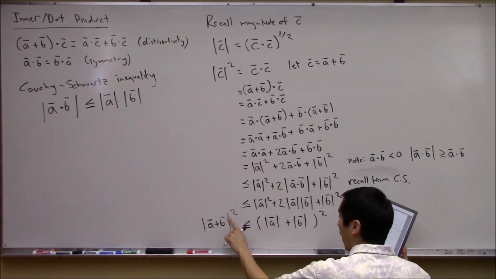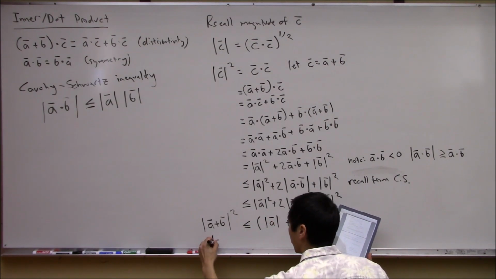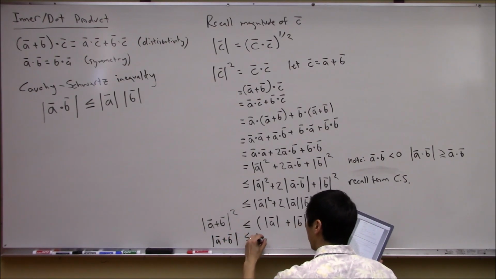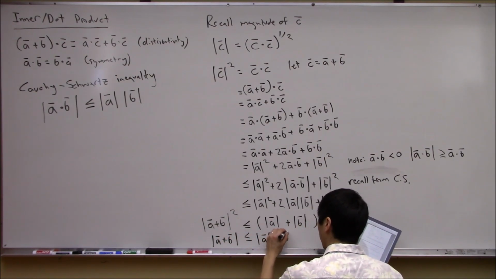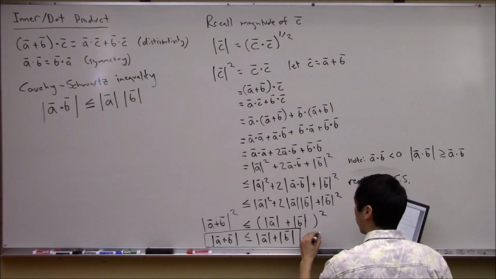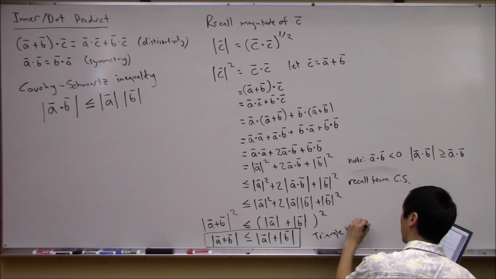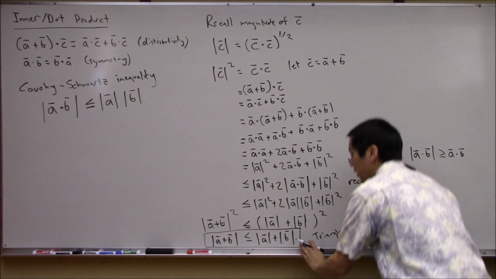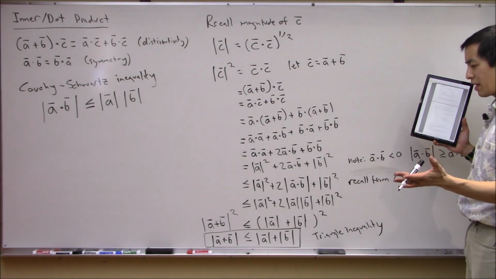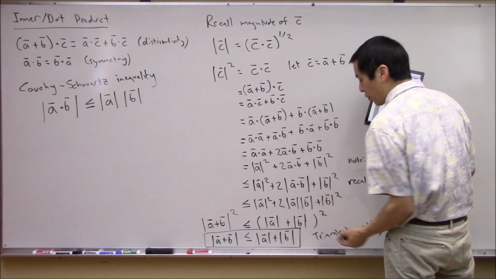Finally, if we take the square root of both sides, we end up with the magnitude of A plus B is less than or equal to the magnitude of A plus the magnitude of B. This is another famous inequality known as the triangle inequality. If you want to think about it, it's saying that the shortest distance between 2 points is a straight line rather than going in 2 separate directions.